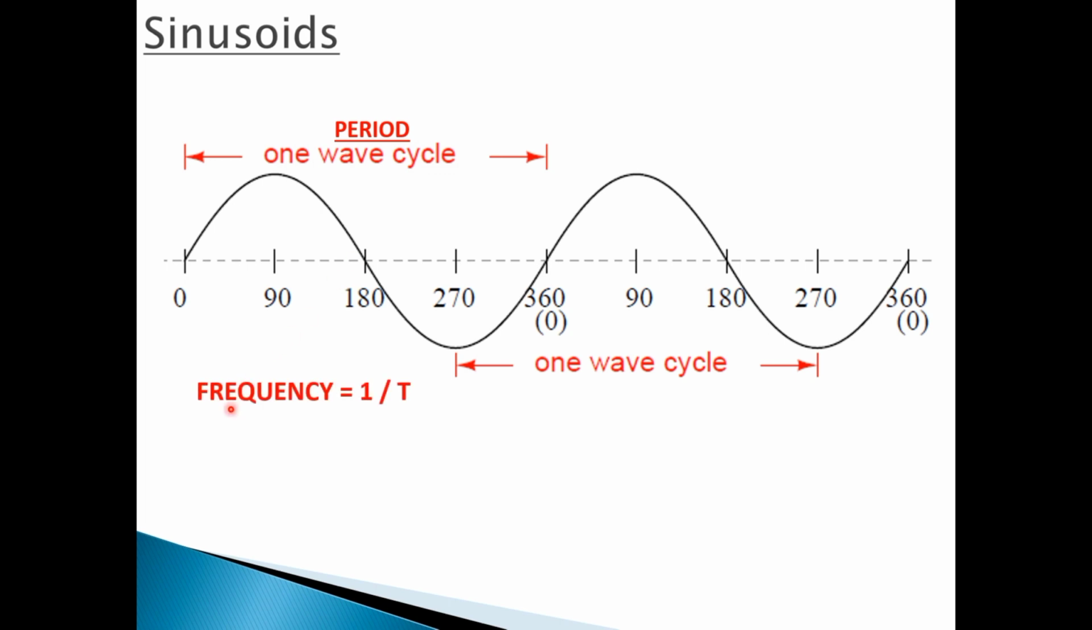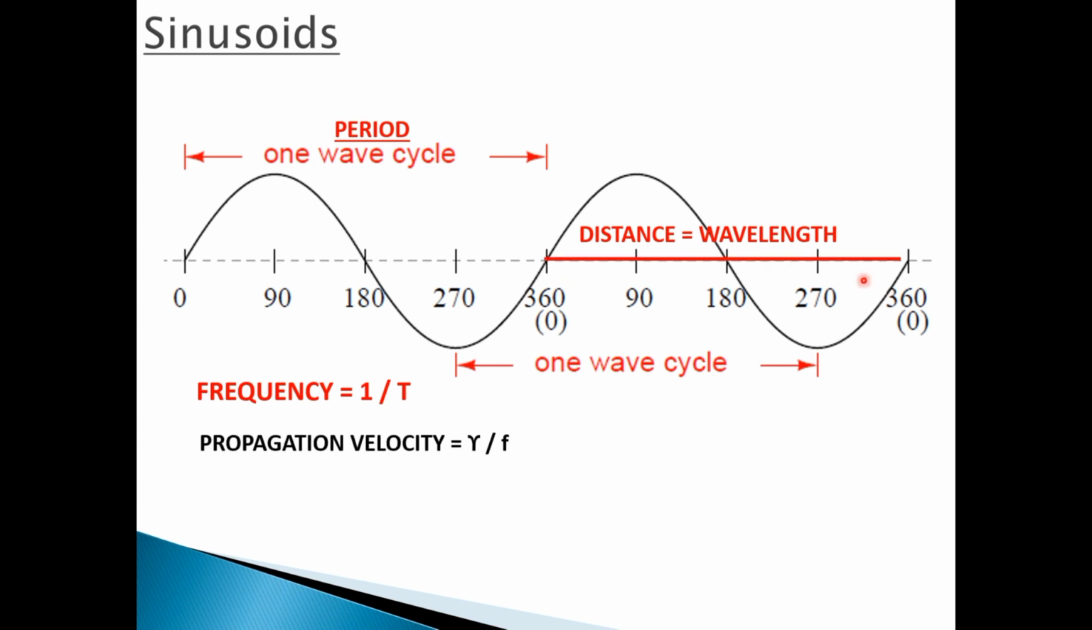And we have a frequency, which is the reciprocal of the period, equal to 1 over T. So what is our unit for frequency? Hertz. The unit of frequency is hertz. The unit of period is second, because period is time. Now we also have distance. If we compute the distance from this point up to this point, we have the term wavelength.